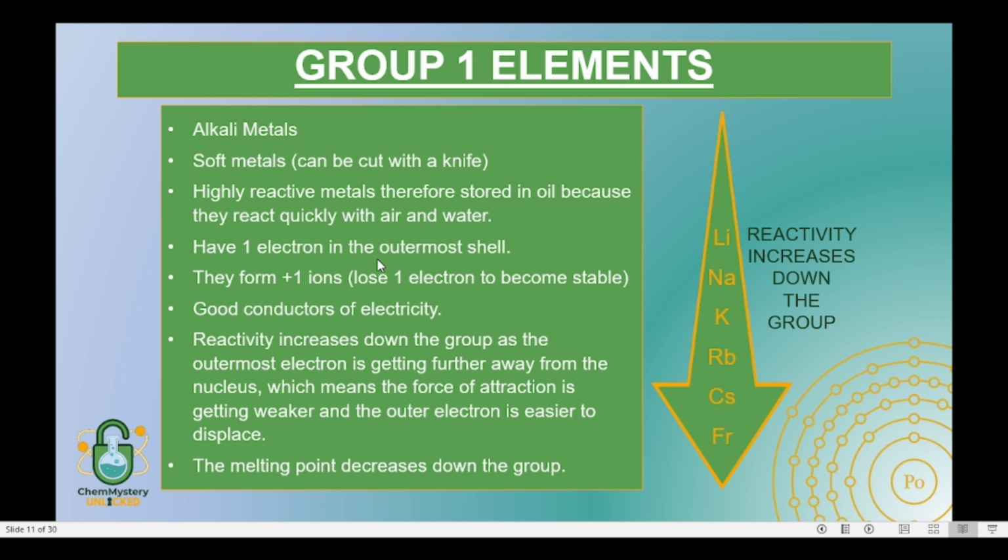They have 1 electron in the outermost shell, as we discussed, so they form plus 1 ions. They have plus 1 charge. They lose 1 electron to become stable. They have 1 electron in the outermost shell, and to become stable, they lose that electron.